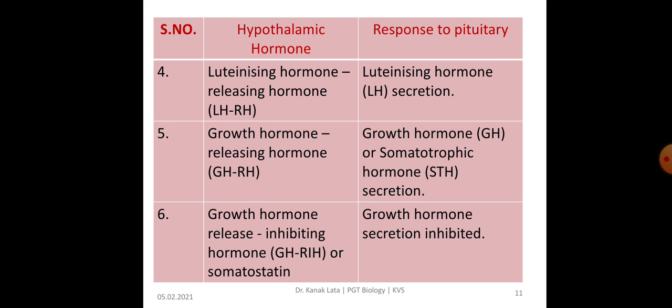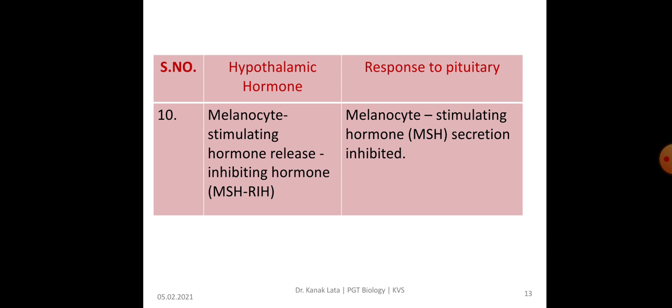Another hypothalamic hormone is growth hormone release inhibiting hormone, that is GHRIH or somatostatin. So this growth hormone release inhibiting hormone is the IF, that is inhibiting hormone. And here the response of the pituitary is growth hormone secretion inhibited. Next is melanocyte stimulating hormone release inhibiting hormone. It is also an inhibiting factor, and the response of the pituitary is melanocyte stimulating hormone, that is MSH, secretion inhibited. So these are the different hypothalamic hormones and their response in the pituitary.